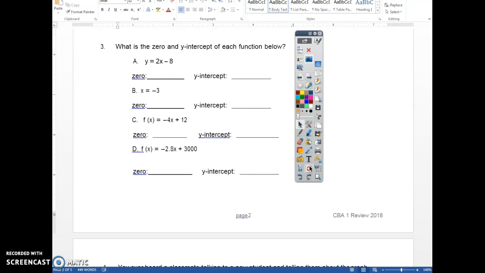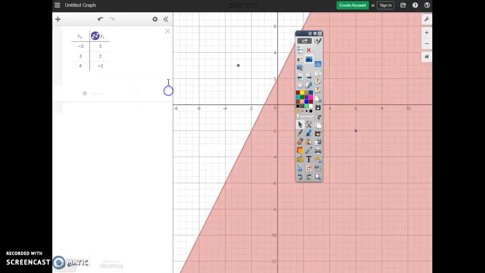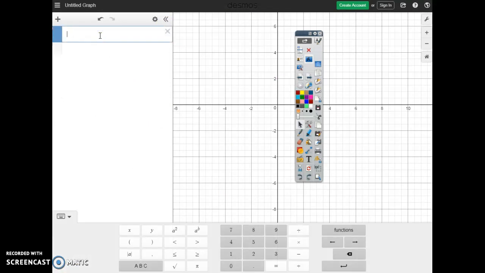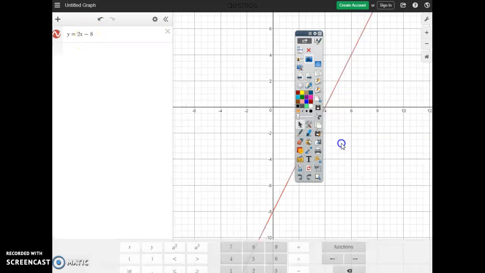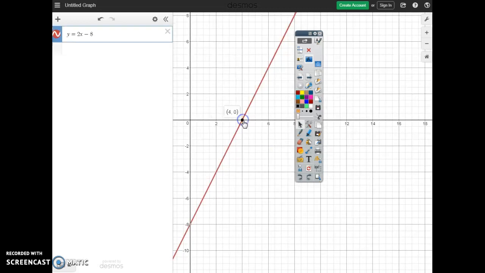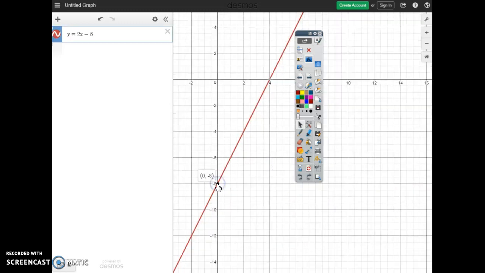Okay, so for problem number 3A, you would type it in here. Y equals 2x minus 8. I already know that the y-intercept is going to be negative 8 because look, it says negative 8 right there. But you go over here and you click on it. So this one's the x-intercept because it's on the x-axis. And then this one down here is the y-intercept because it's on the y-axis, 0, negative 8.